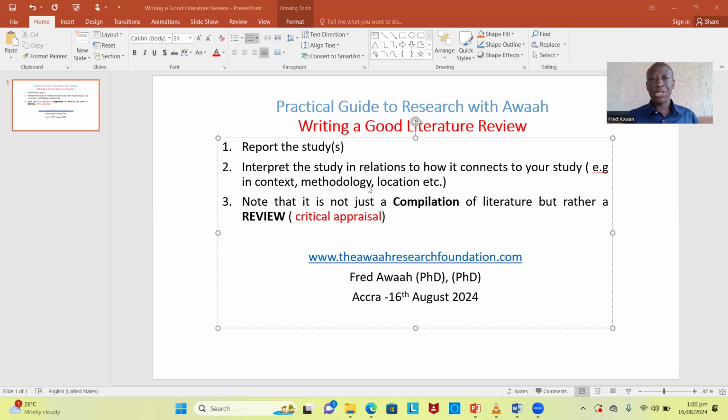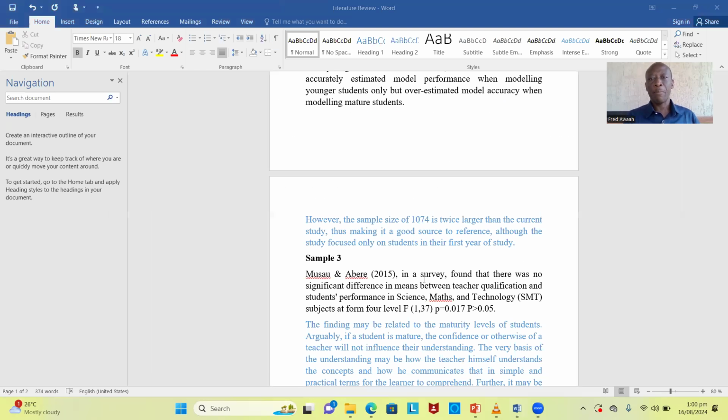Number 3, I caution. Note that it is not just a compilation of literature, but rather a review. You would find that in a number of instances, the literature review component is just populated with reports of other people's studies without any touch by the current researcher. So this is it for what I think should get into a good literature review. Now let's go to practice, practice, practice.